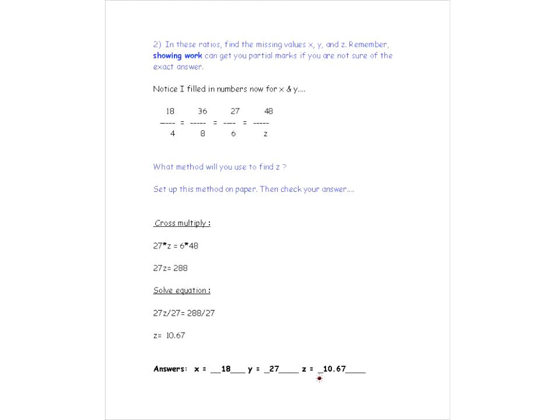Okay, so now we write all the answers we have for x, y, and z. And that's how we would write our answer for this question.